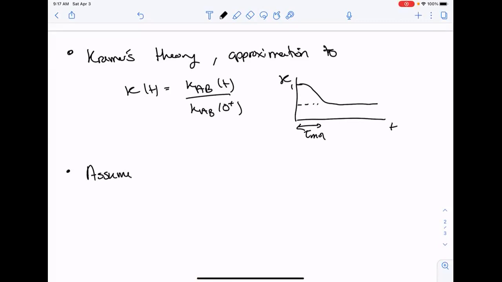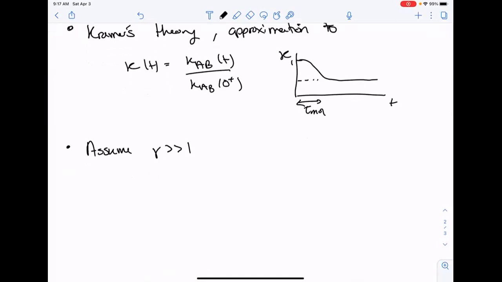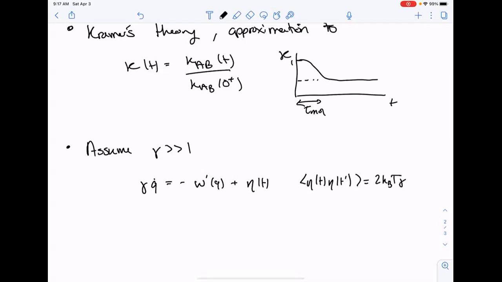So let's first assume that we are in a high friction limit, so that the particle going between A and B is overdamped, and whose motion is well described by an overdamped Langevin equation of the form gamma q dot is equal to the gradient of this free energy plus a random noise, where, as usual, the average of that random noise is 0, and it is correlated in a way that encodes the fluctuation dissipation theorem.